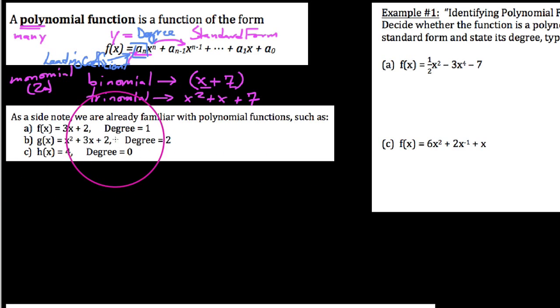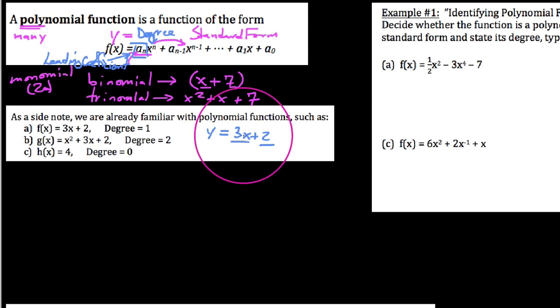I wrote some polynomial functions where I've identified the degree. As a side note, we've already familiarized ourselves with polynomial functions. This one right here, y equals 3x plus 2, this would be in standard form because I have two terms. It's a binomial, and the exponents are going in decreasing order here. So this is a polynomial of degree 1 because its highest power is a 1. Whereas if I had y equals x squared plus 3x plus 2, this is in standard form because my exponents go x squared, x to the first, and then x to the 0, or nothing there. We say it's second degree because the highest power on an x is 2.